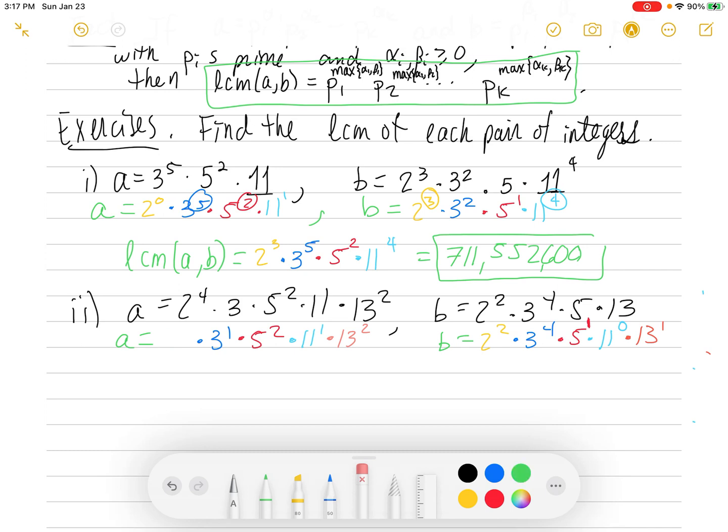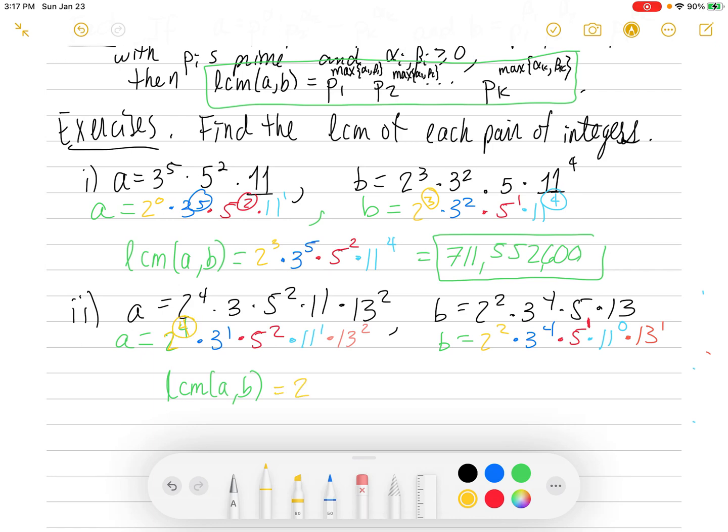So that's not 24 right there. That is 2 to the 4th at the beginning of A. I wish it would straighten up. There it goes. So the LCM of A and B is going to involve, okay, that should have been yellow, right? Yellow, 2 to the 4 should be yellow.